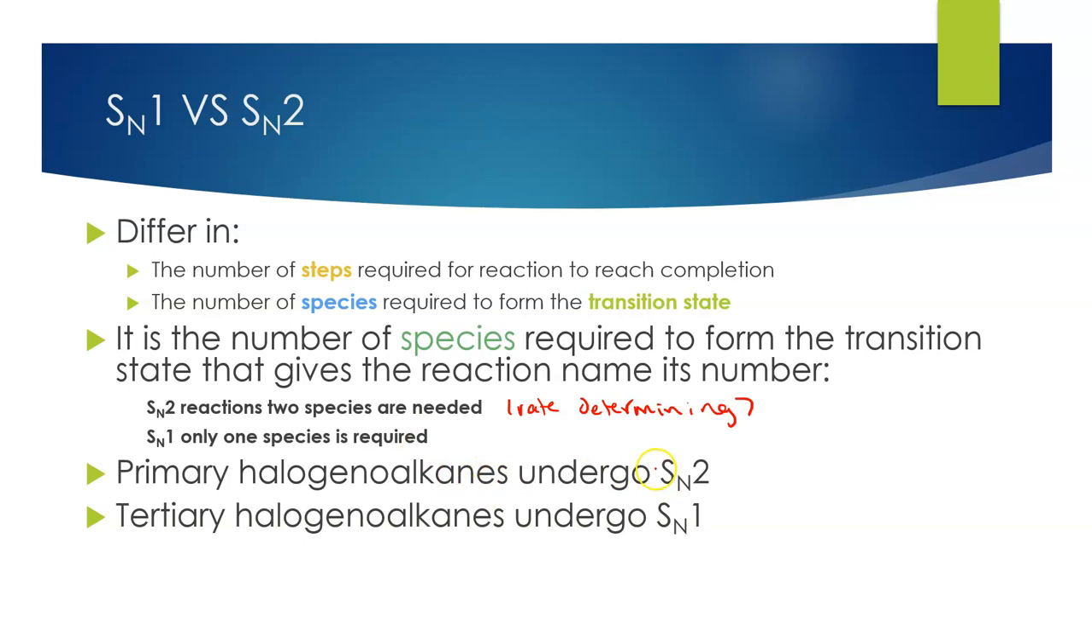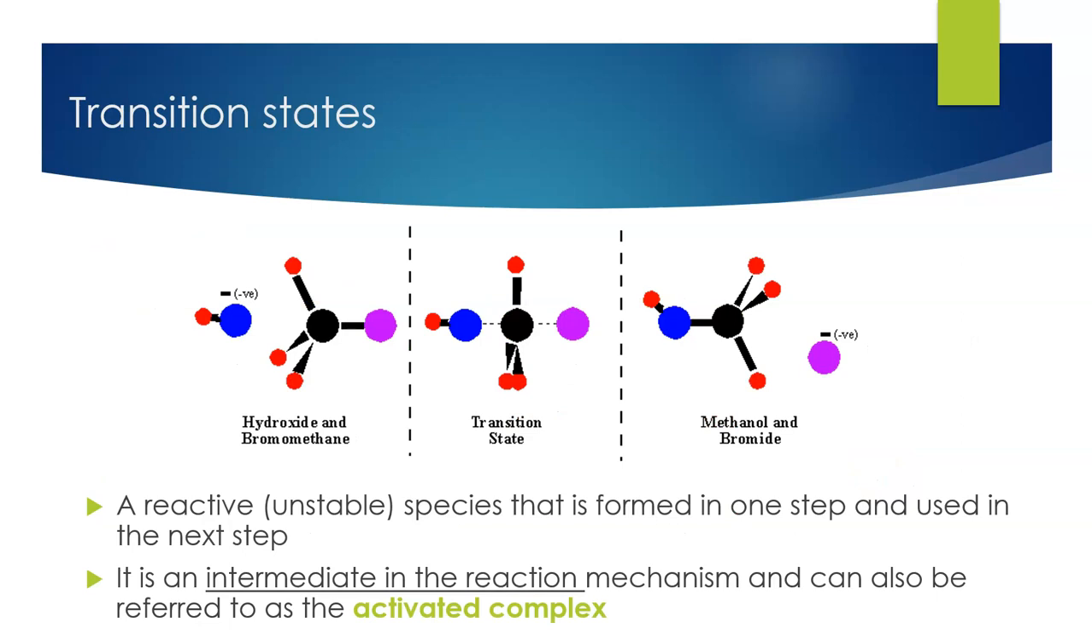Primary halogenoalkanes will always undergo SN2 reactions, tertiary halogenoalkanes will always undergo SN1, and secondary are going to undergo a mixture, and we won't refer to those in detail within the scope of this course. So the first thing we need to do is identify what we mean by a transition state.